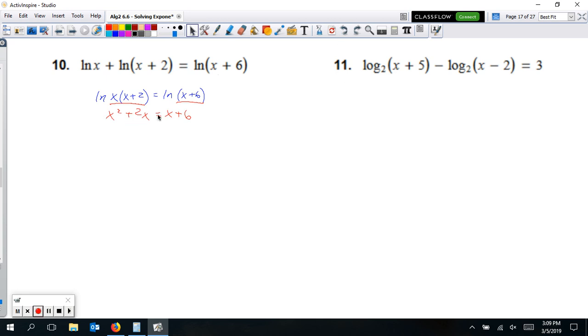So we're going to get x squared plus 2x is equal to, now this side is x plus 6. And since it is a quadratic, let's go ahead and get it equal to 0. Let's subtract x from both sides. And then we can see we're going to eventually get an x on this side here. Let's also subtract 6 from both sides as well at the same time.